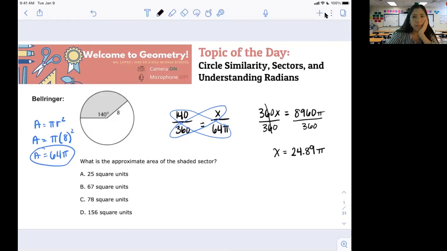25. Yeah, it looks like 25 is going to be right, but that's 25 square units. But we have 25 pi square units. So we got to do a little multiplication. So what do we get? Remember that pi, we memorized it, but you can basically use 3.14. You can use your calculators. So it's 24.89 times 3.14.